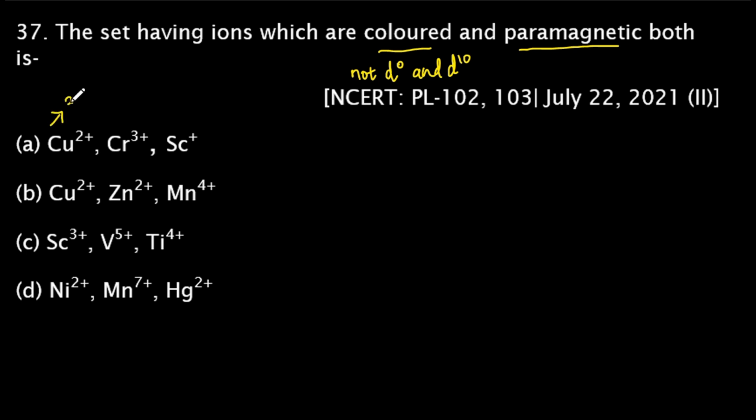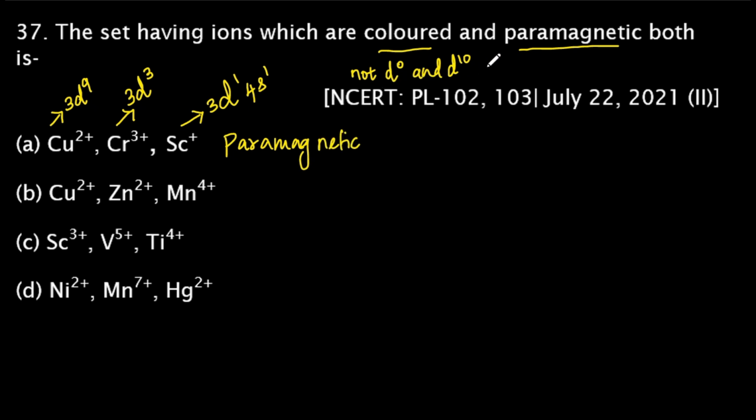Cu2+ is having 3d9 configuration in which 1 unpaired electron is there. Cr3+ is having 3d3 configuration, so 3 unpaired electrons are there. Then Sc+ is having 3d1 4s1 configuration, 2 unpaired electrons are there. So all these species have unpaired electrons, so they are paramagnetic, and they do not have d0 or d10 configuration. So our correct option is option A.